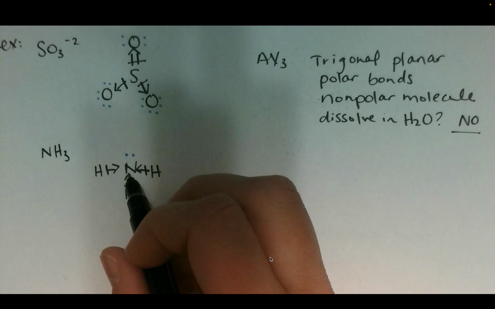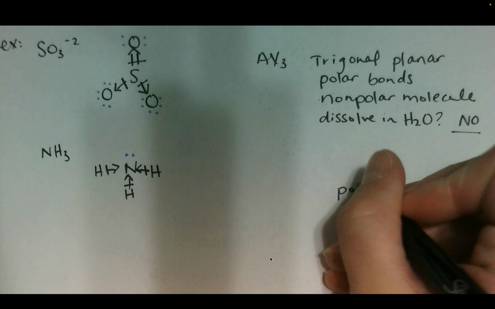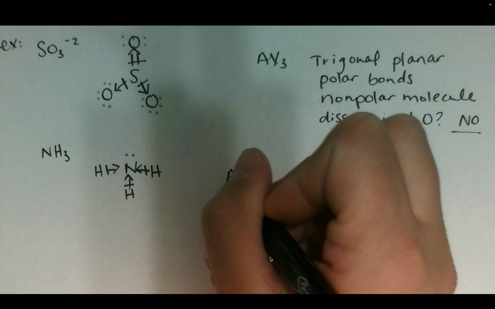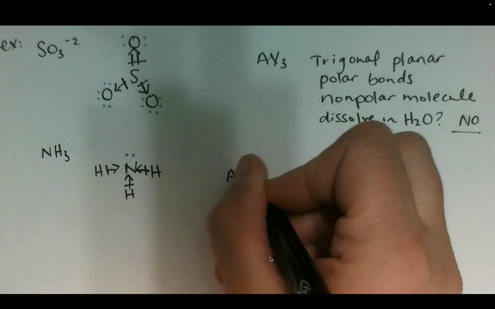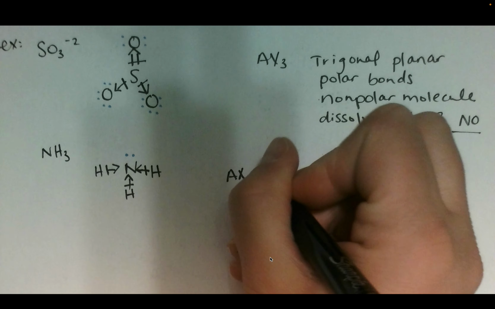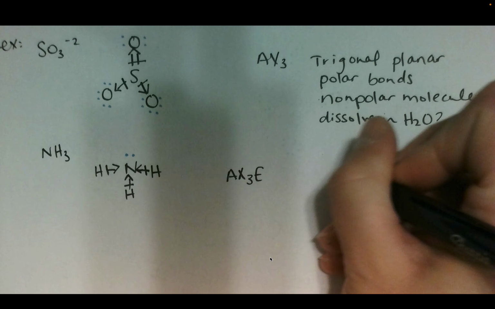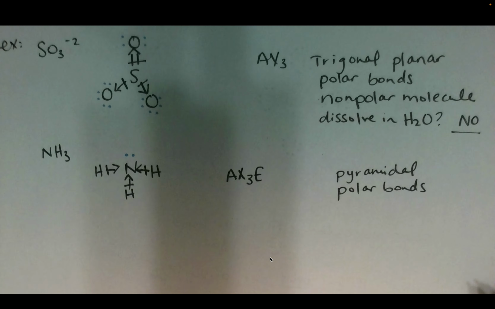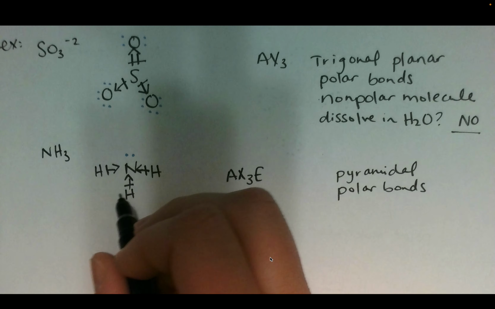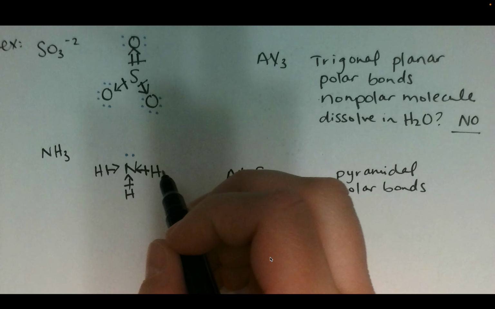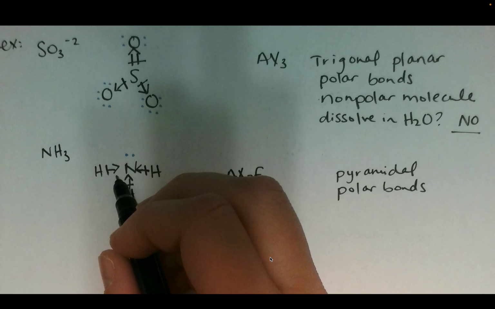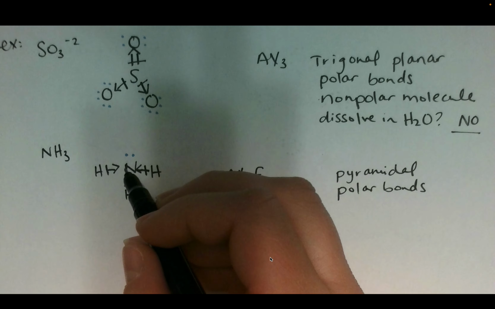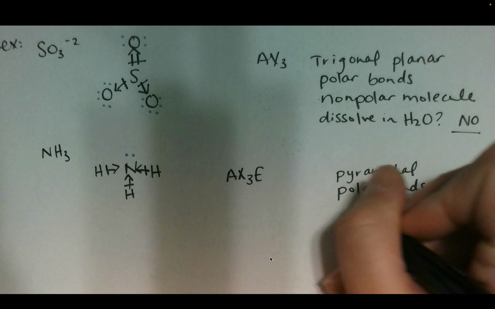So polar bonds. I'll go back and write the shape too. I have center atom bonded to 3 atoms, so AX3, and I have one lone pair on my center atom, so that's AX3E. That makes my shape pyramidal. We actually did this one earlier when we were doing shapes. If my electrons are pulled towards my nitrogen, think about that shape when we saw it in 3D, where this is almost like a tripod with the lone pair on top. That makes this a polar molecule.